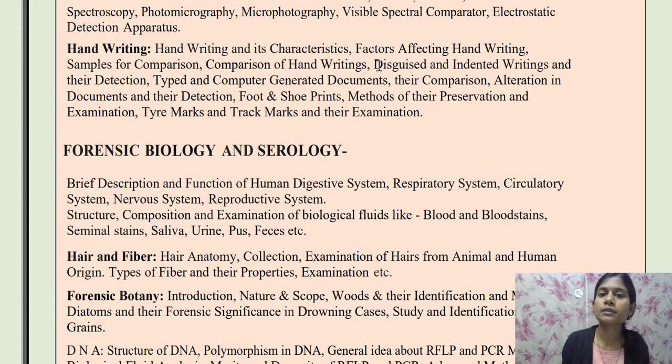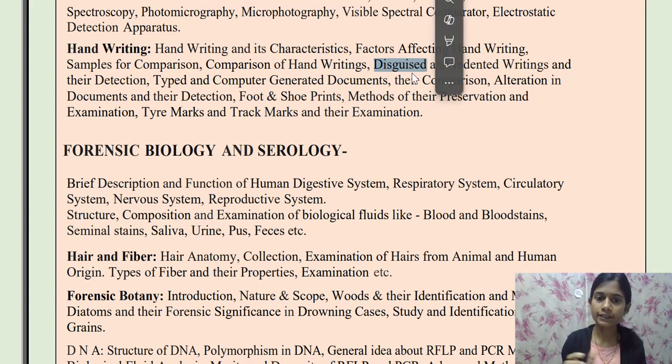Disguised writing is this: usually I write my handwriting in the normal way, but if I am writing some blackmailing letter and want to hide my own handwriting characteristics, I implement a new way of writing. Either I use my other hand, or I write in a different language, or different capital or small letters. In that case I am hiding my own handwriting characteristics and implementing new ones. That is disguised writing.